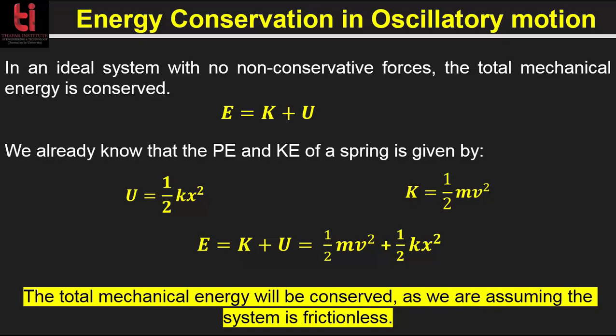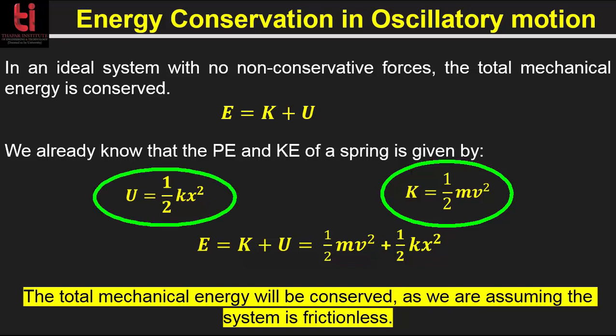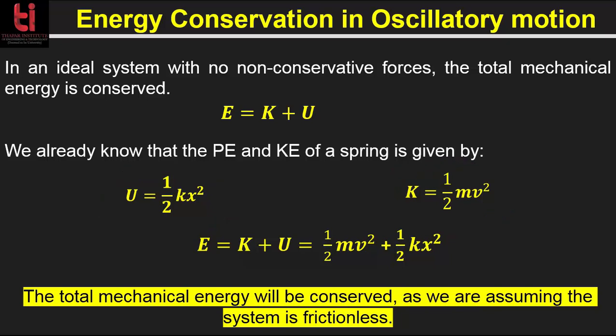The kinetic energy is due to the motion, and K is equal to half mv squared. The potential energy U is the energy stored in the spring and is equal to the work done in extending or compressing it, and that will be equal to half kx squared. Now, in an ideal system with no non-conservative forces, the total mechanical energy is conserved.